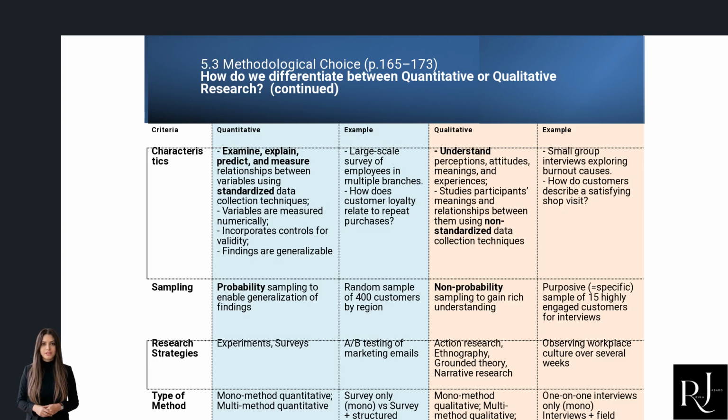Common quantitative strategies include experiments and surveys, while qualitative strategies involve action research, ethnography, and narrative inquiry. Methodologically, you can have mono-method designs using one technique, or multi-method designs using several techniques of the same type, such as combining interviews with field notes in a qualitative study.